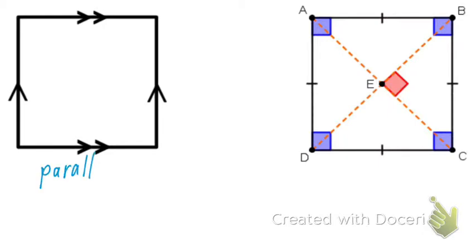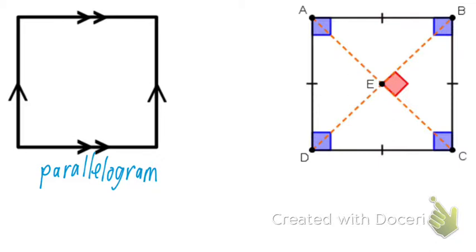Now, does it look like it's a square? Yeah. Sure, it looks like it, but do we know it is? No, we don't know it is. What we know is that it's a parallelogram. It could be a square. We don't know. Any questions on that?